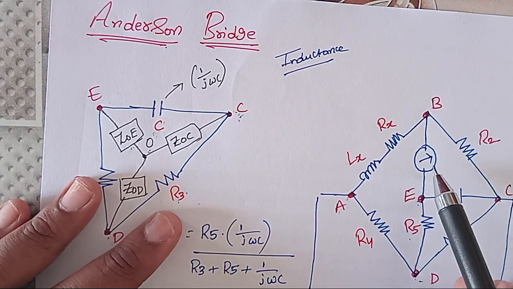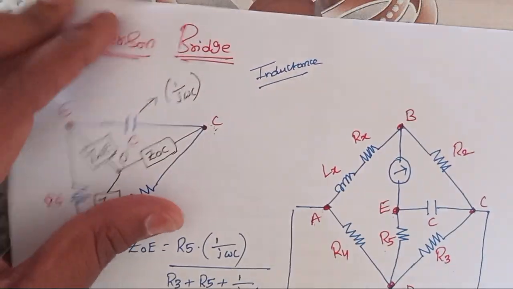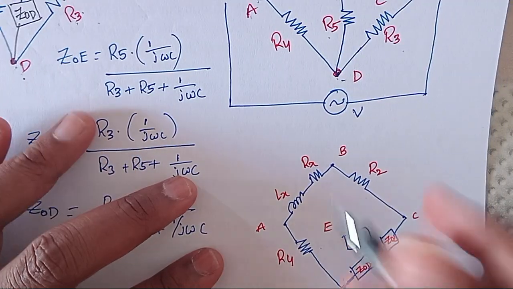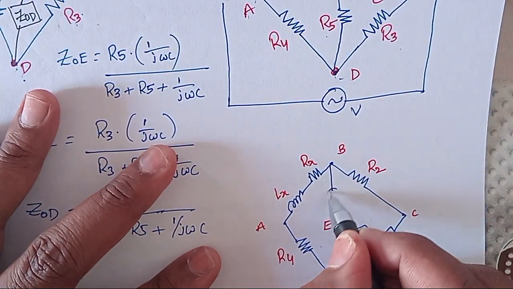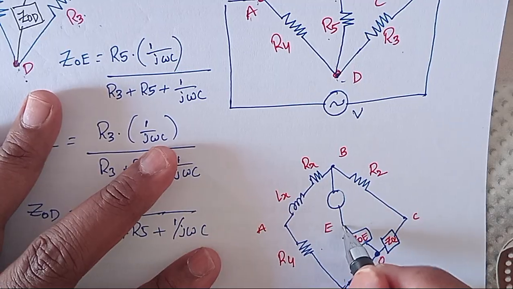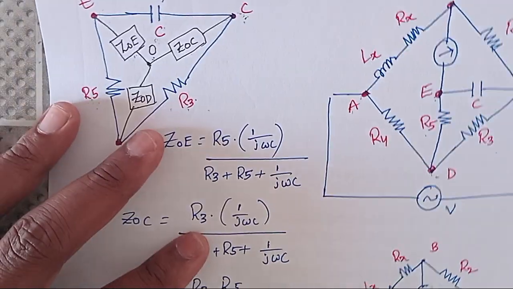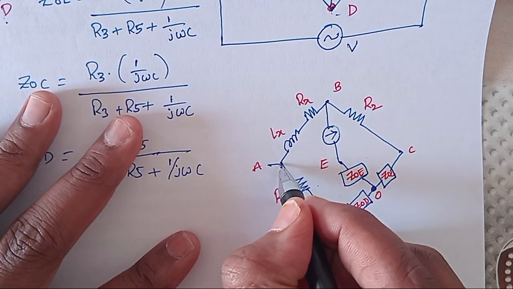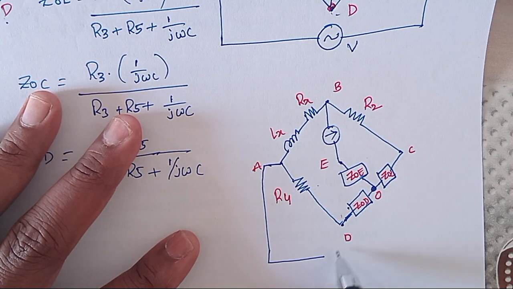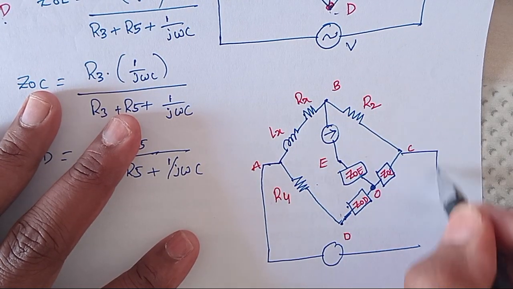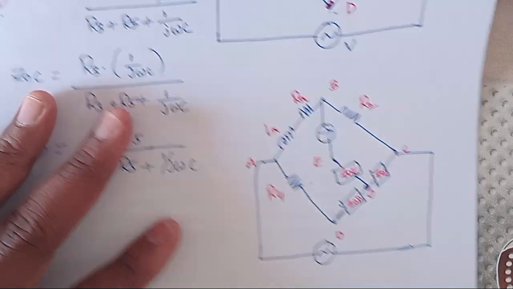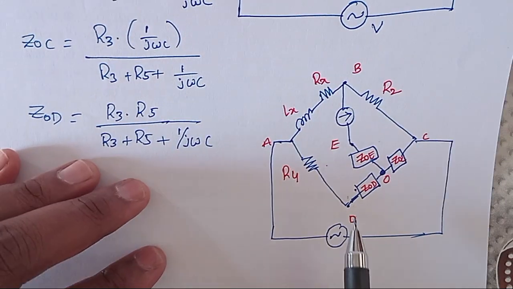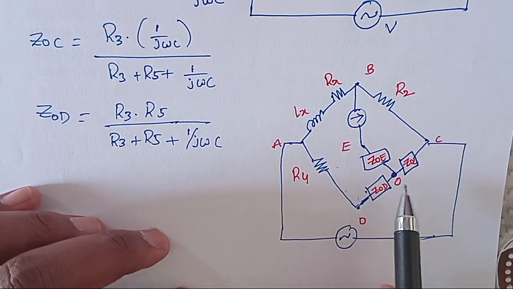And as it is here, between B and E you have the detector, and between A and C, the source. So this is the modified circuit of the Anderson bridge.